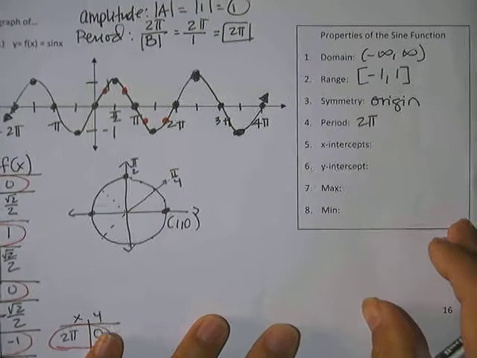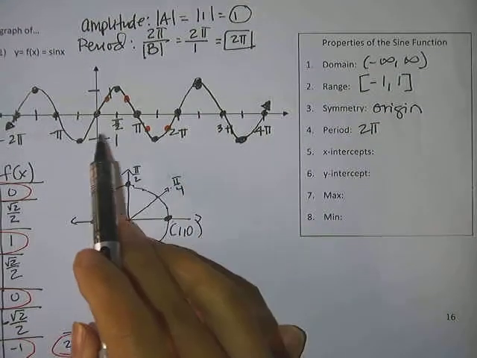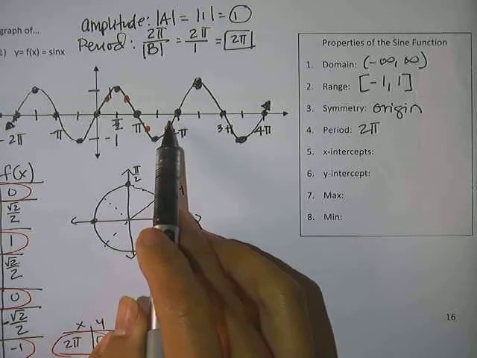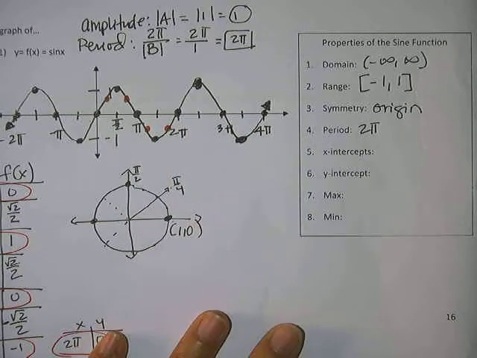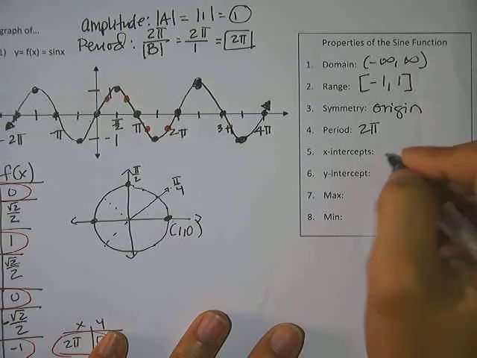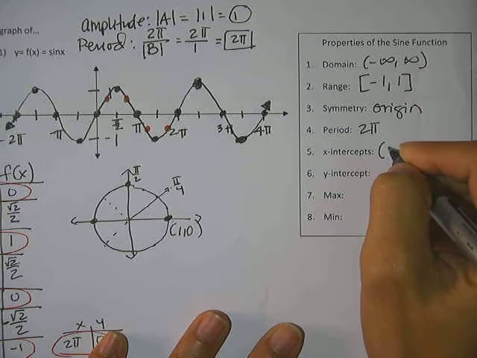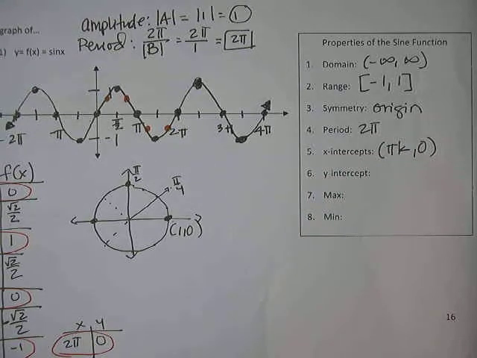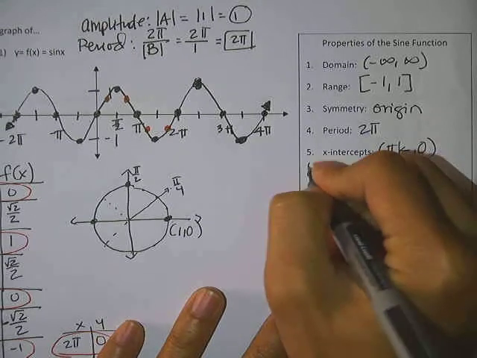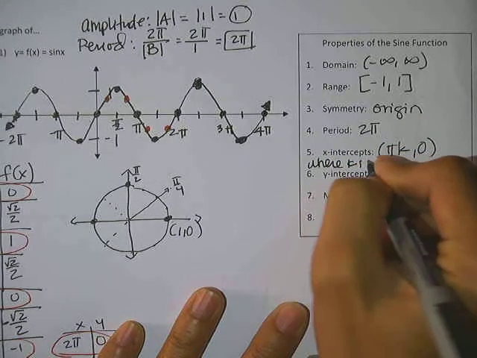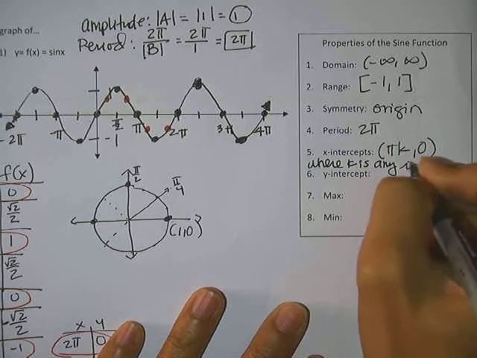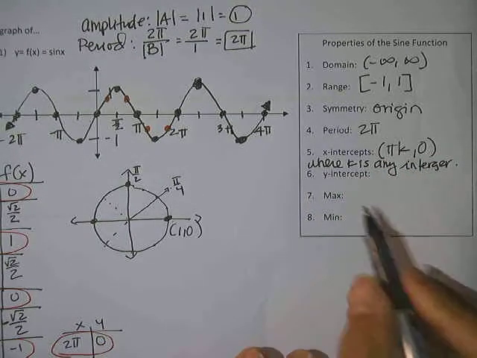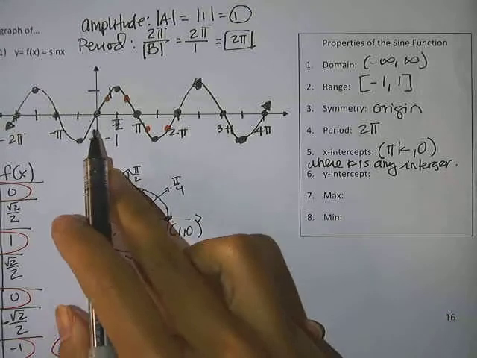Do we have any x-intercept? Sure we do. If you check out the x-intercepts, we have one at 0, one at pi, one at 2 pi, one at 3 pi, one at 4 pi, and so on. So how would we write that? The intercept is going to be pi k, comma 0, where k is any integer. We have to define this k value. Where's your y-intercept? There's only one at 0, 0.